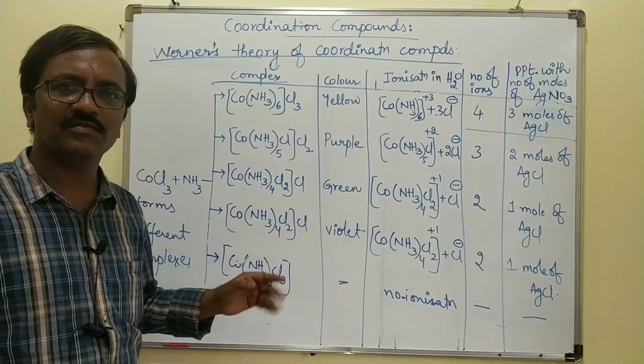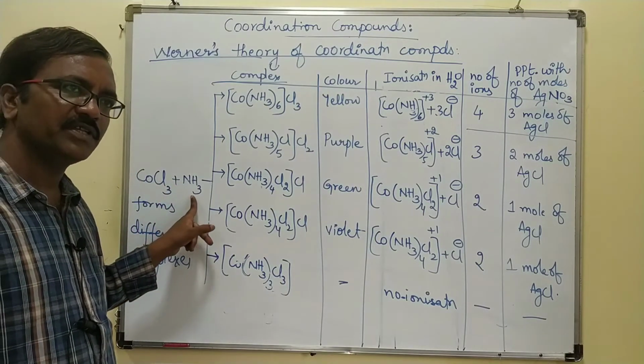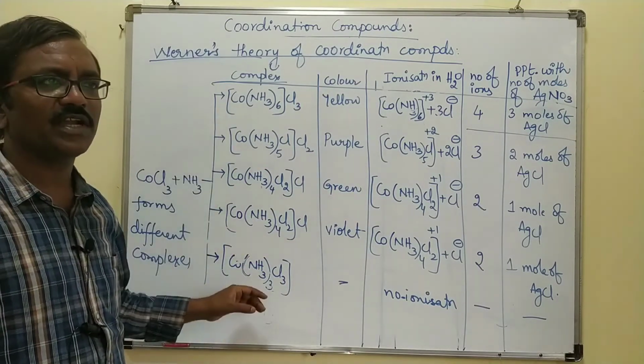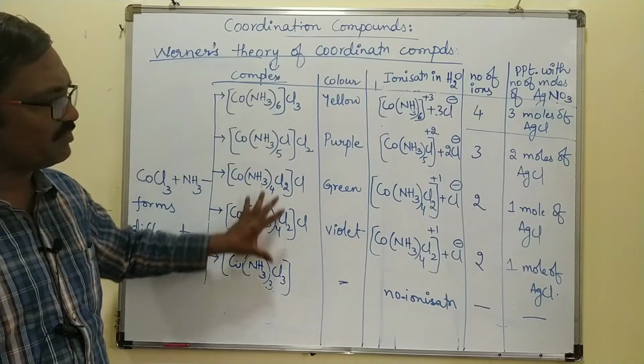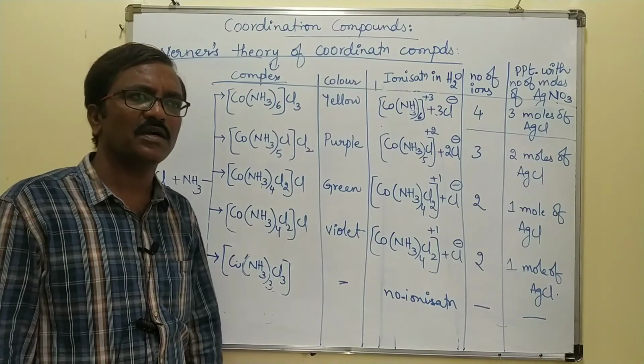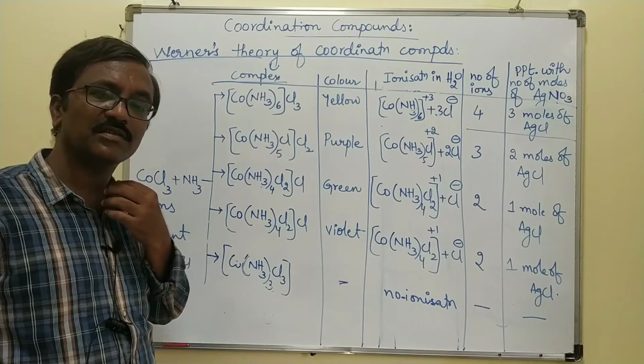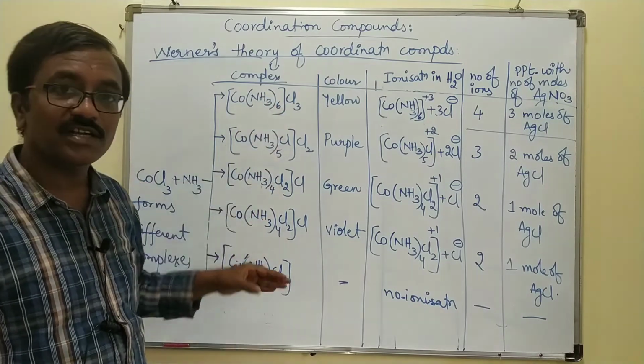Right? Hope you understood. Once again, in brief, cobalt trichloride, when combining with ammonia, forms different complexes. These different complexes generally show different colors. So he thought that these complexes show different colors because the structures are different.